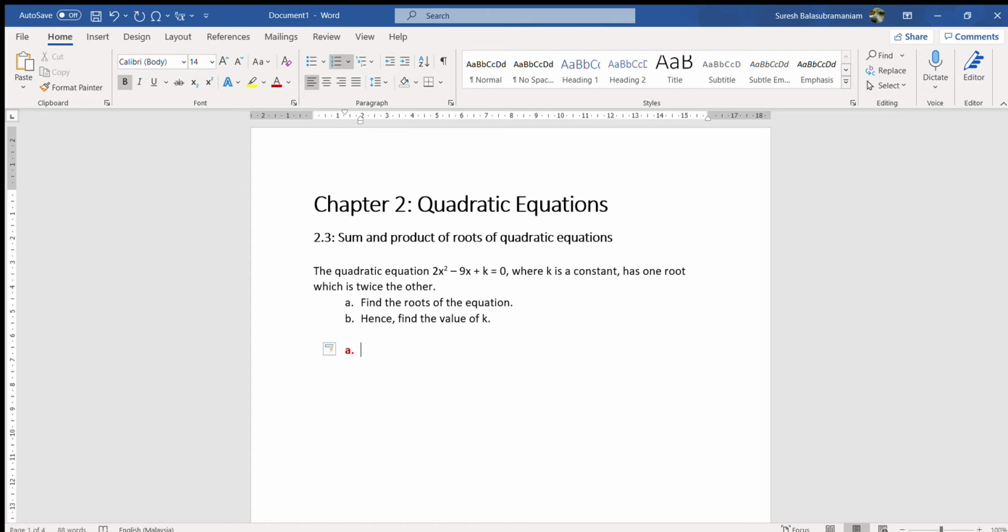Okay, I'll just write the roots, and we assume that the roots are alpha, the first root. So I will say the first root is alpha, and the second root will be twice the first root, that means 2 alpha. So the first root is alpha, the second root is 2 alpha.